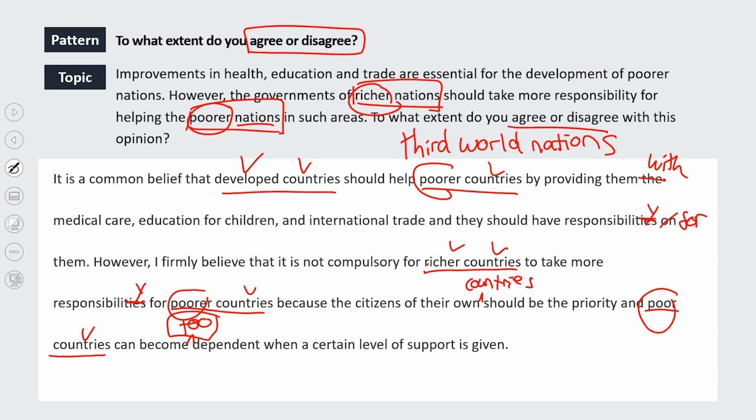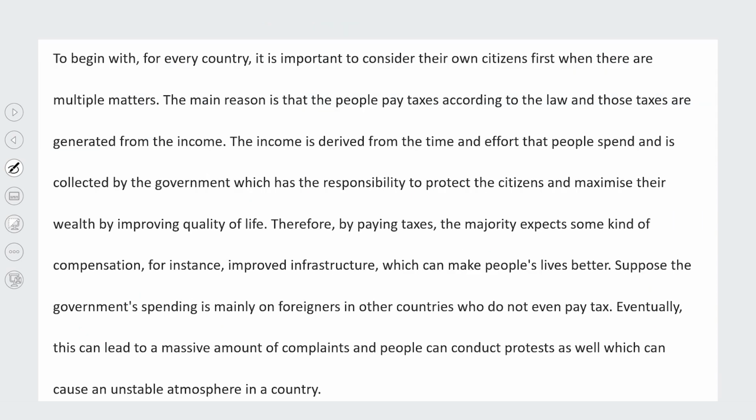Okay, so that's the introduction. Then we go on to the first paragraph. This is supposed to be the first part of their argument. Because it's an agree or disagree question, you don't have to discuss both sides equally. So this should be the first supporting point they have for their argument. If we remember from the introduction, this person is arguing that richer countries should not have to take responsibility for poor countries. So: to begin with, for every country, it's important to consider their own citizens first when there are multiple matters.